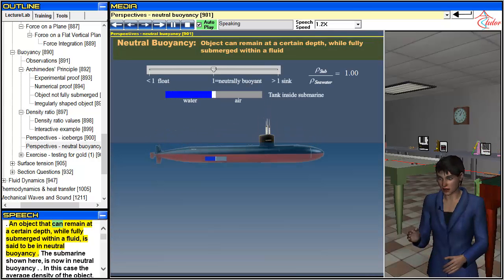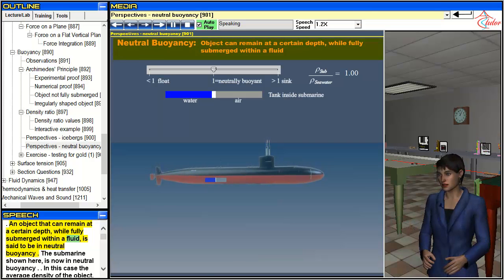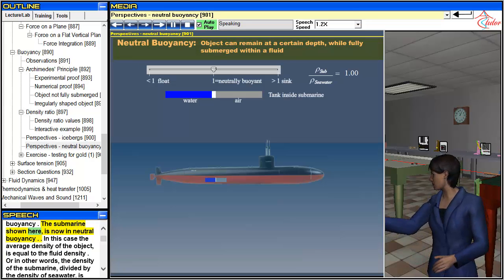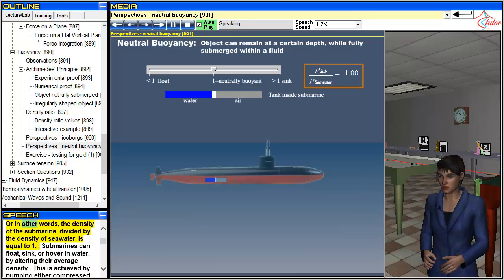An object that can remain at a certain depth, while fully submerged within a fluid, is said to be in neutral buoyancy. The submarine shown here is now in neutral buoyancy. In this case, the average density of the object is equal to the fluid density. Or in other words, the density of the submarine, divided by the density of seawater, is equal to 1.